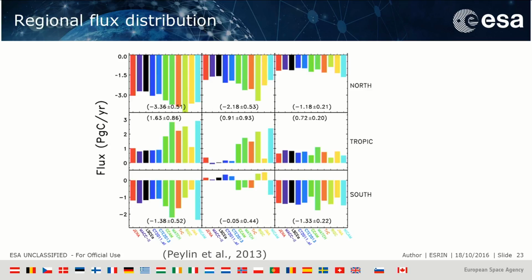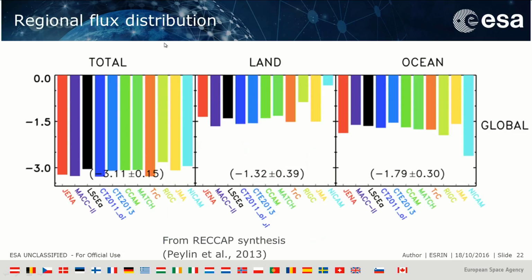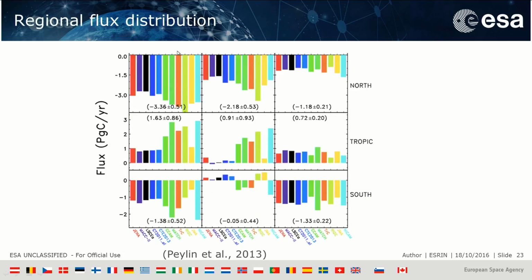Now we're going to break it up some more. And so now here we have the northern hemisphere, the tropics, and the southern hemisphere. And I lost my labels, but this is the same as before. So it's total, land, and ocean. So this is the total flux, land flux, and ocean flux. And you see already here, we're getting some serious disagreement. So this is the tropical land.